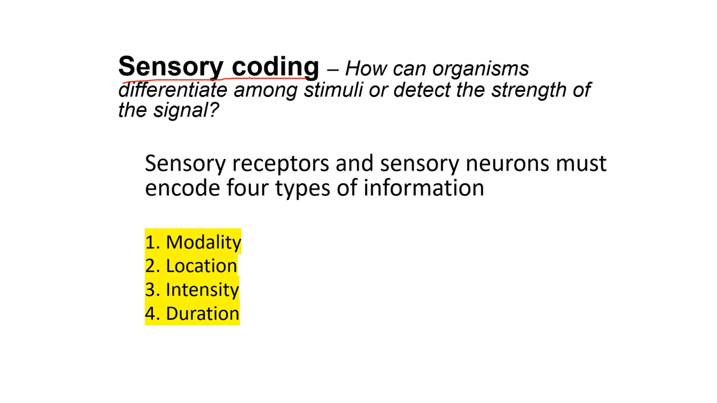So receptors have to encode a certain stimulus, and they have to be able to gauge also the strength of this signal. And so sensory receptors and sensory neurons must encode 4 types of information that we can recognize: modality, location, intensity, and duration. What are these types of information? What do they refer to?